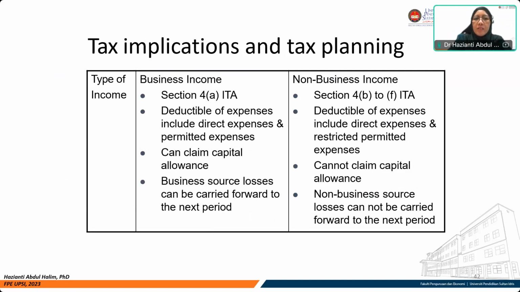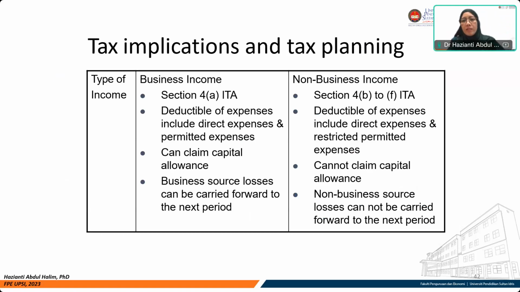All right, so the implications, the tax implications and the tax planning. So I have here both business income and non-business income. So to enjoy the tax planning under business income, okay, we go to section 4A of the Income Tax Act and look at all the deductible expenses and all the deductions, all the permitted expenses. So remember when we talk about business deductions, for instance, this company hires disabled employees, they can get double deduction. So these are the tax planning that a business can plan. Can also claim for capital allowances and business source losses can be carried forward to the next period.